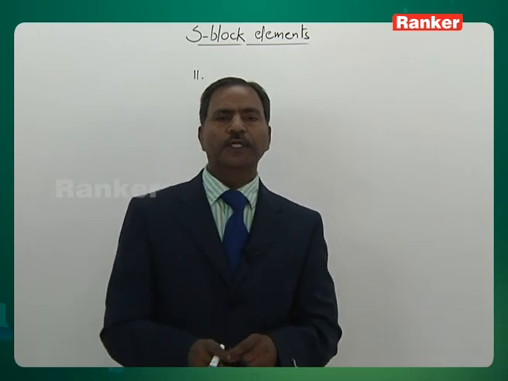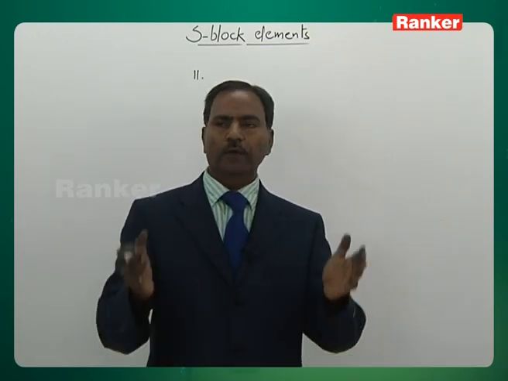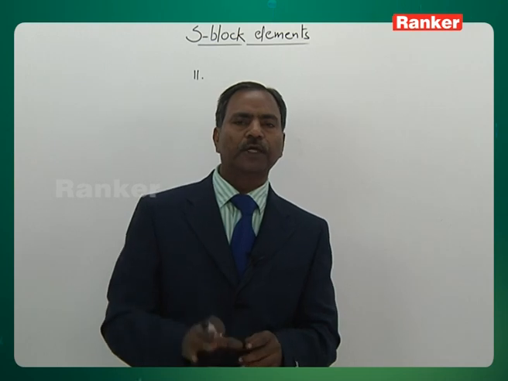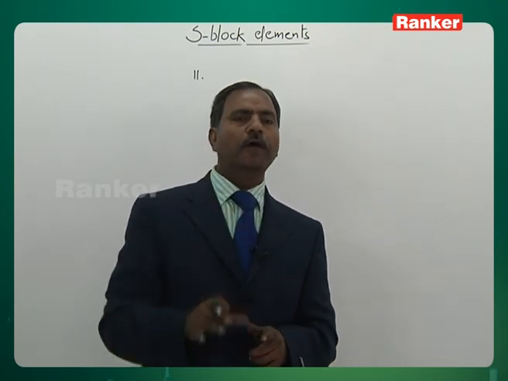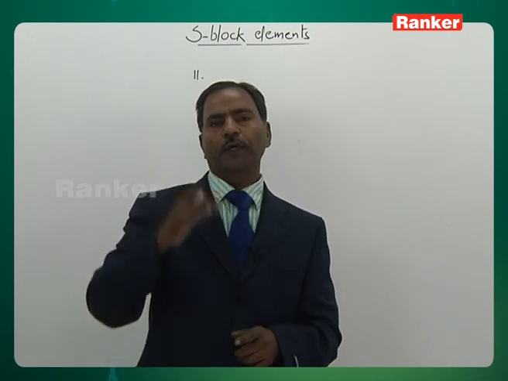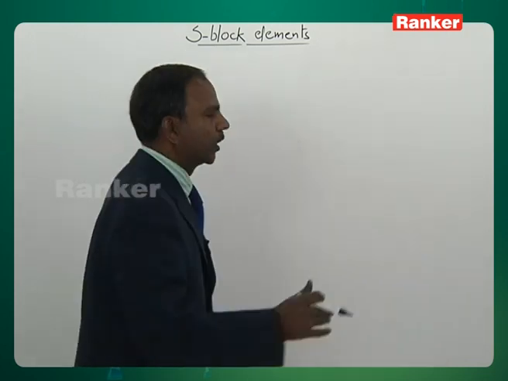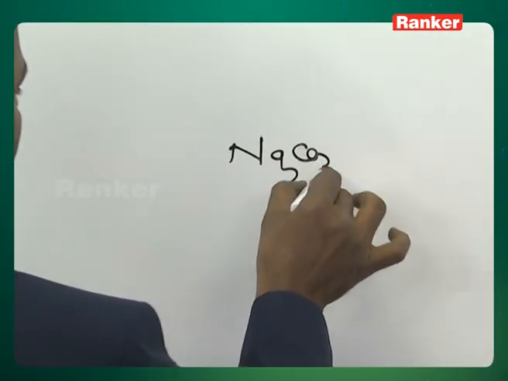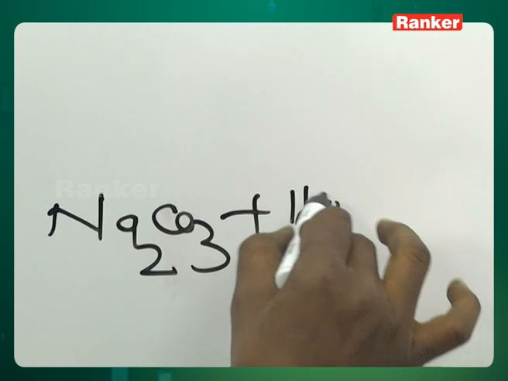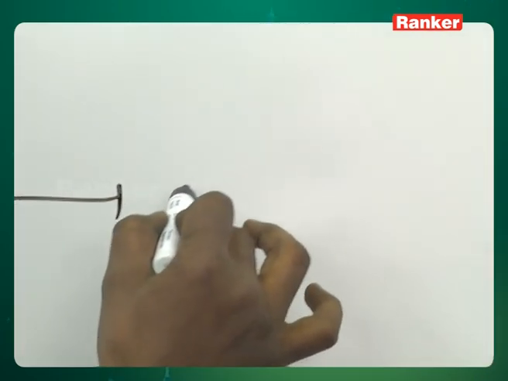Sodium chloride solution is neutral. It will not change the color of the litmus paper. Sodium chloride is neutral in nature. Only sodium carbonate, whenever you put it into water, sodium carbonate plus water, the resulting solution is alkaline.